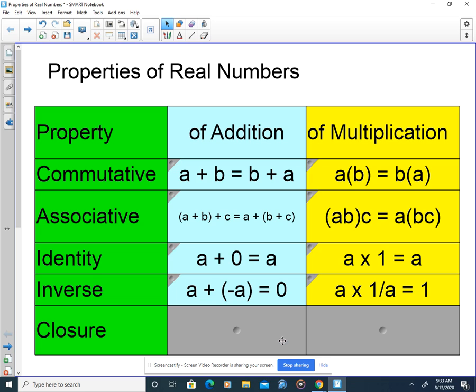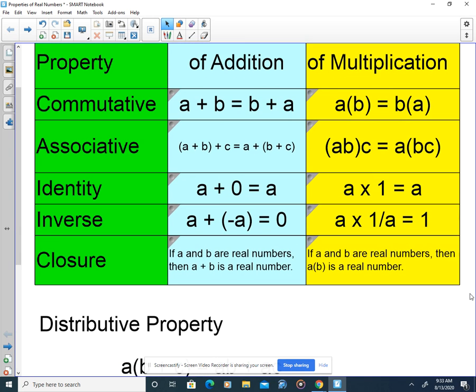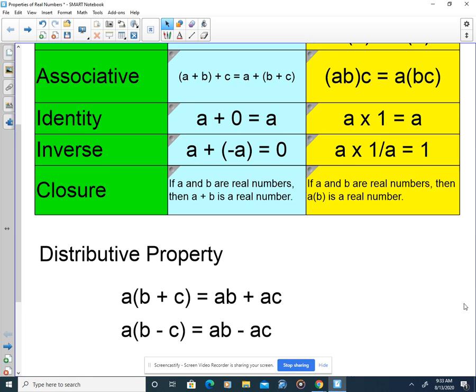And then we have the closure property. The closure property for addition says if 2 real numbers A and B are added together, then the result is a real number. Same for multiplication. If you take 2 real numbers, multiply them together, you're going to get a real number back. And then we have one more I want to look at. We have seen this one already, the distributive property.